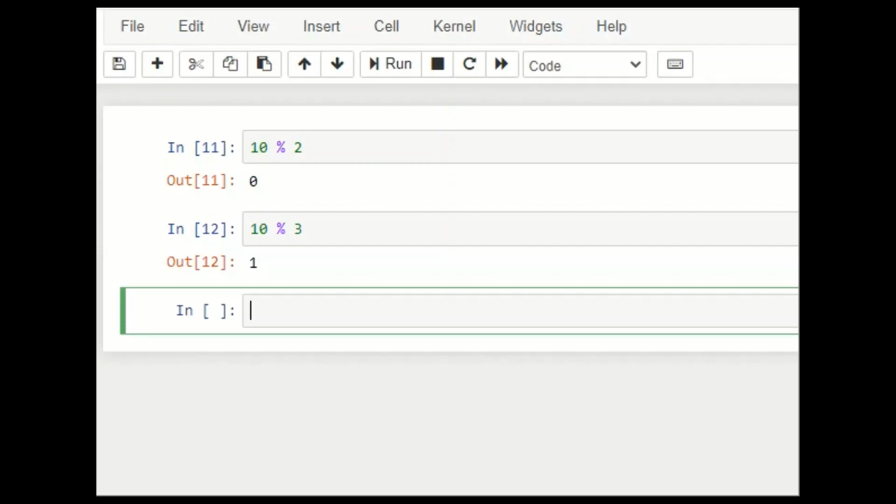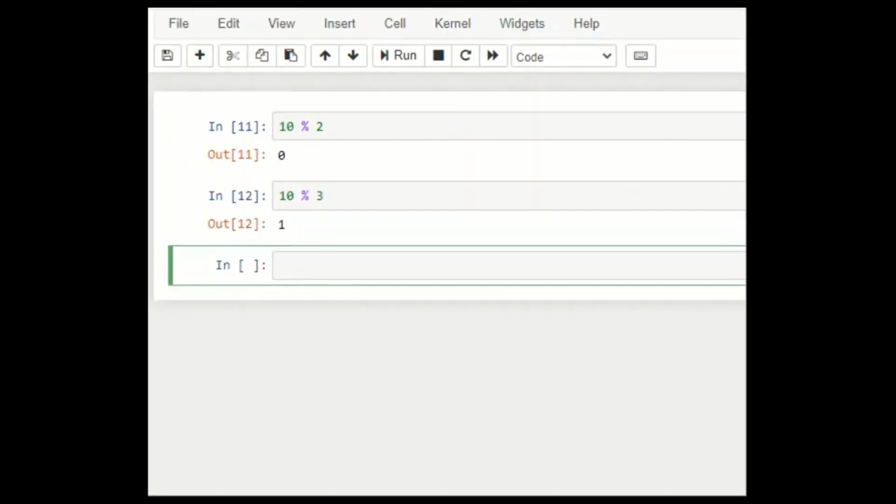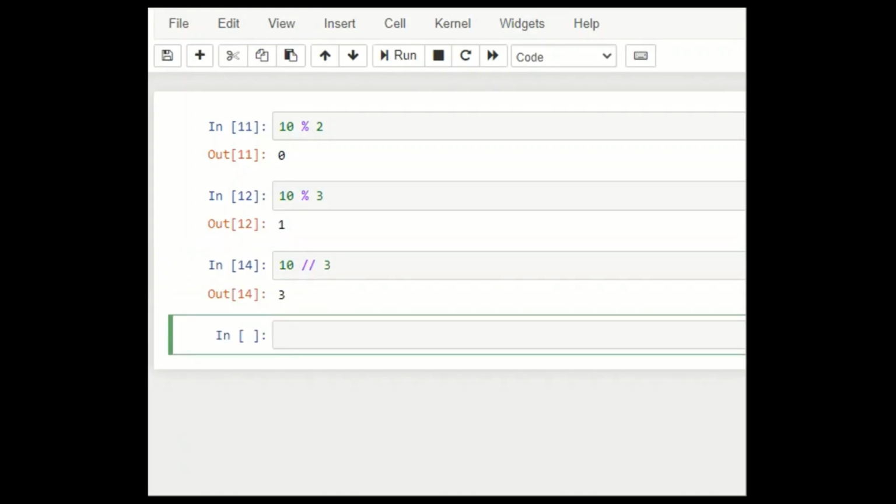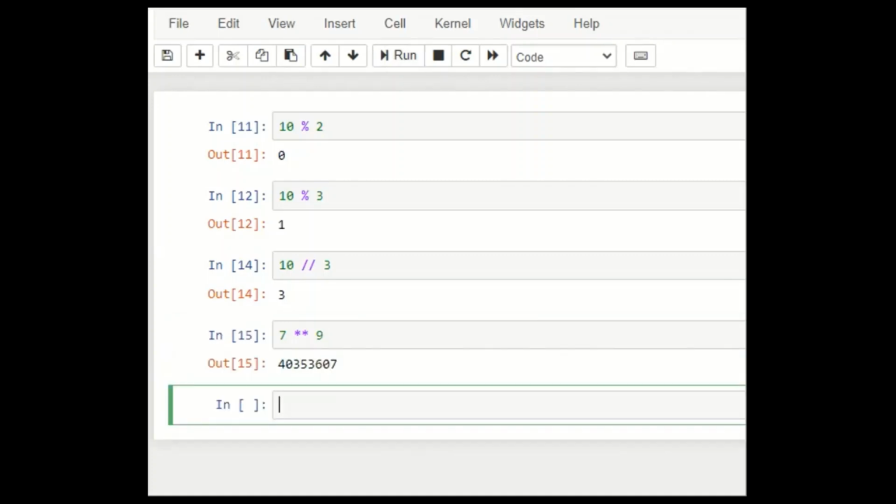Now floor division. So 10 floor division 3. What it would usually give is 3 point something. In this case, it just gave us 3. So it scraped off whatever was the part after the decimal point. And for example, if we want to do 7 raised to the power 9, that would give a really big answer, as it does.